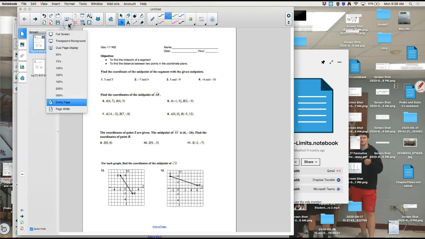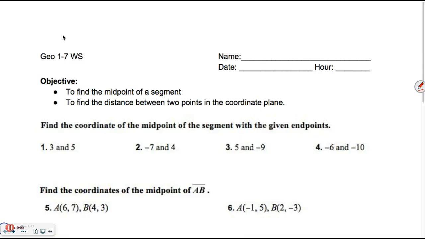This is a little help with worksheet 1.7. So I'll try to do like one in each section. There's two things you need to know how to do: find the midpoint of a segment and the distance between 2 points.